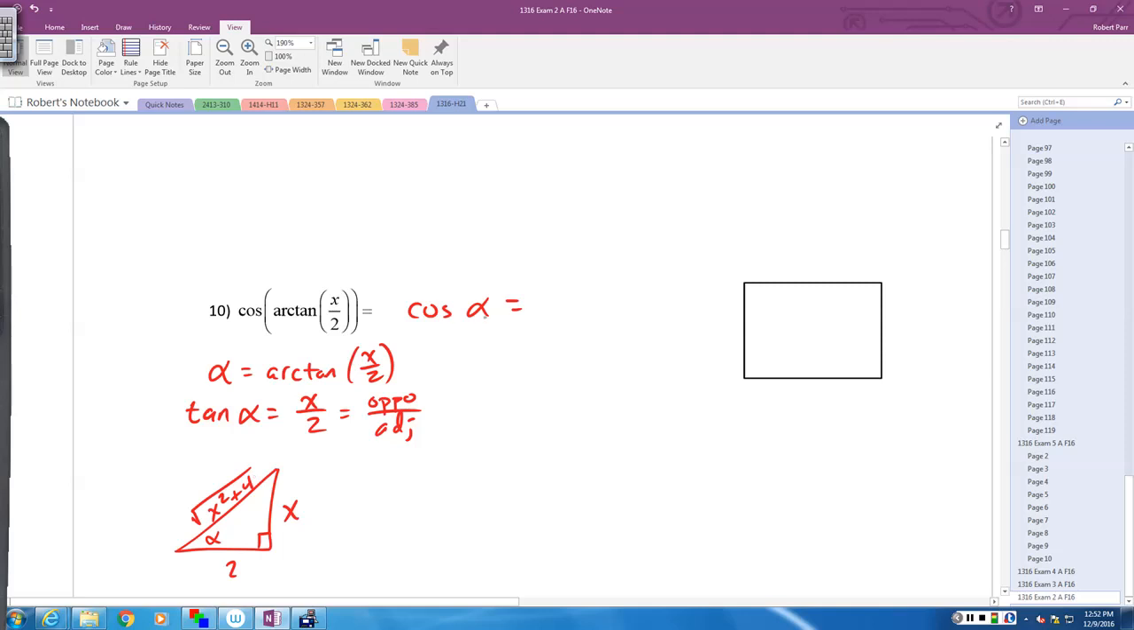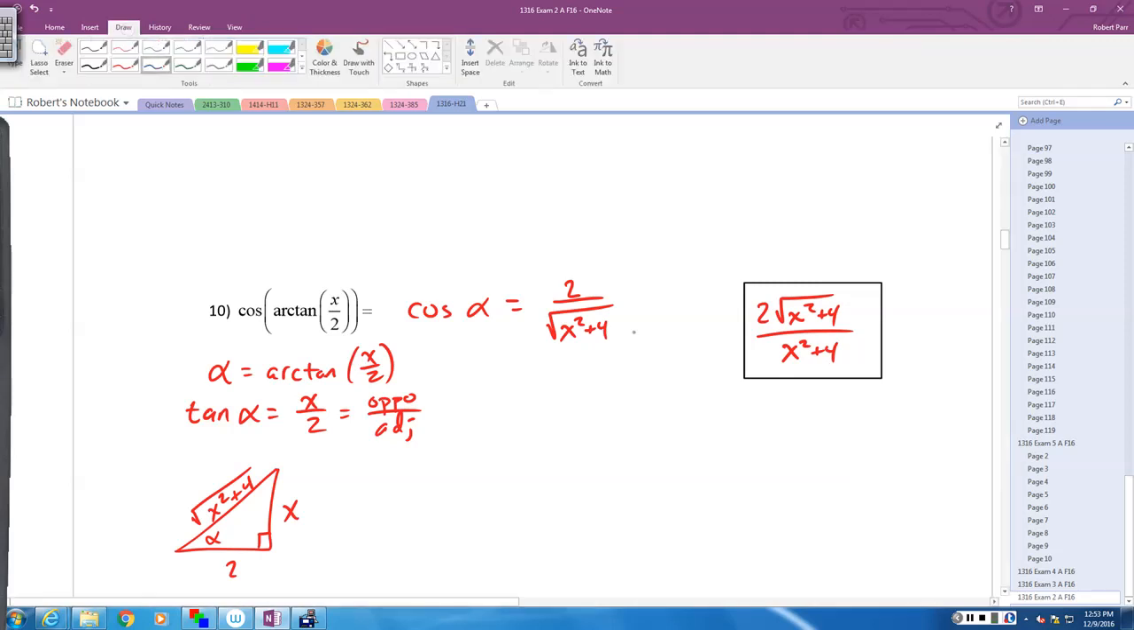So cosine of alpha is going to be the adjacent over the hypotenuse. And I don't know if I told you to rationalize the denominator or not. If you rationalize the denominator, this is what it is. So actually, some of our newer stuff makes our old stuff even easier.